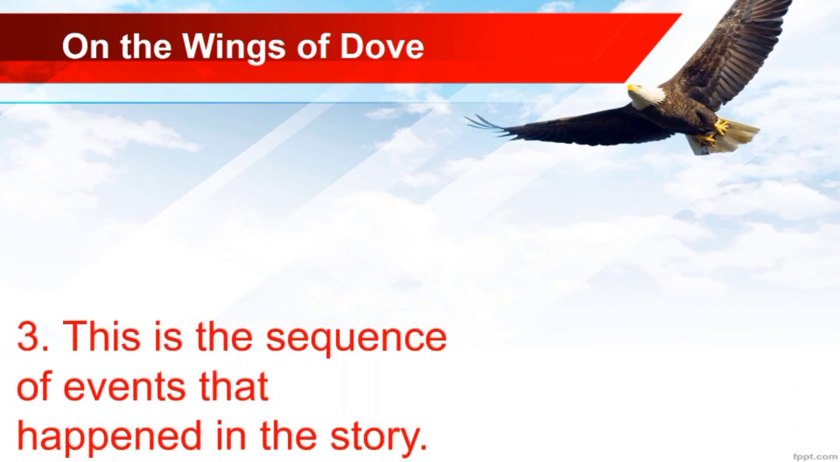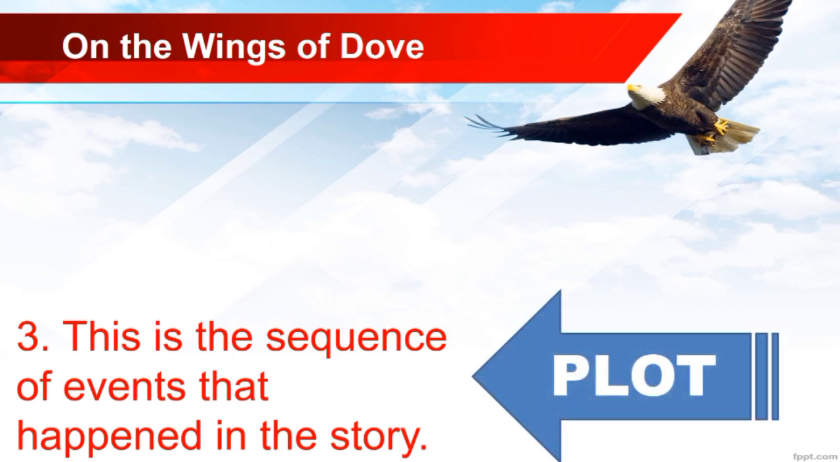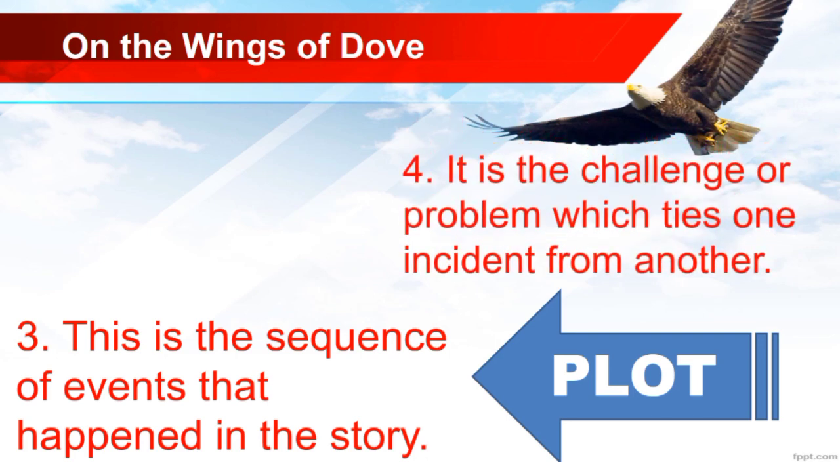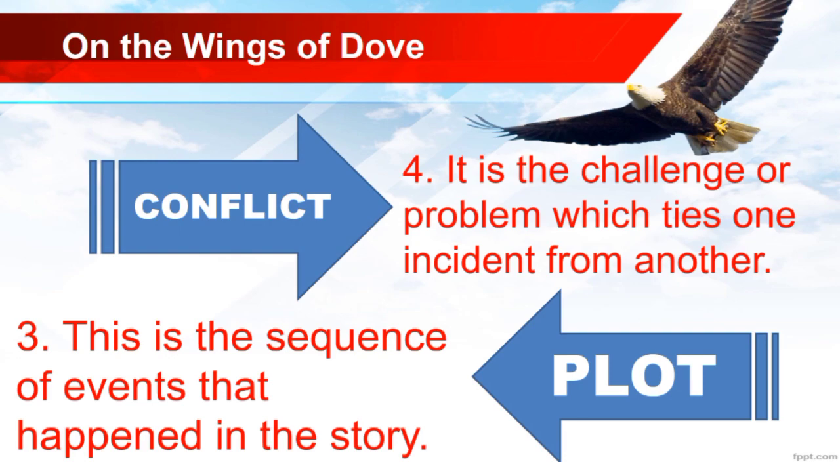Number 3. This is the sequence of events that happened in the story. What's your answer? Very good. Plot is the answer. Number 4. It is a challenge or problem which ties one incident from another. Conflict is the answer.